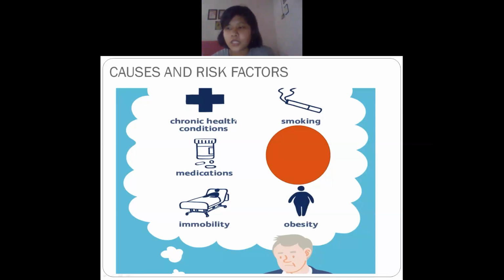Is it clear till this portion? Causes and risk factors. And in immobility, I'll tell you one example. If you are traveling, if you are on a journey, what happens if you sit in one particular place for too long? Sometimes your leg swells, right? Why? Because there is no proper blood circulation. So that's why your leg swells. For that, you need to move around often so that there won't be any swelling.